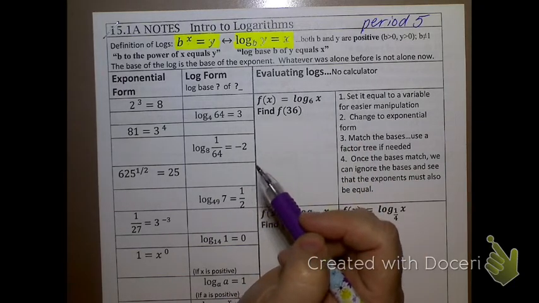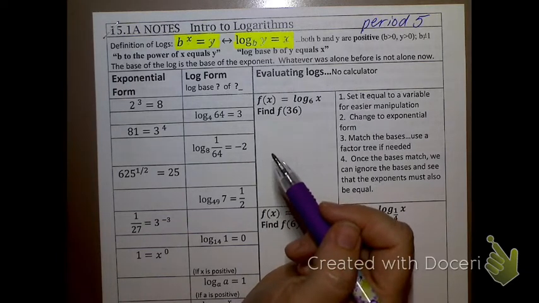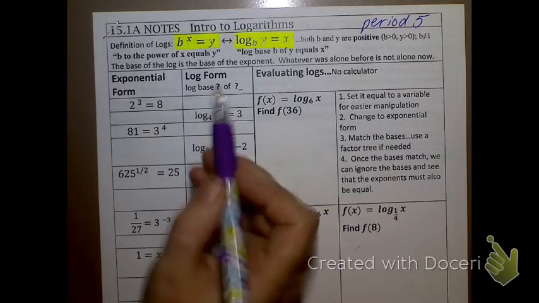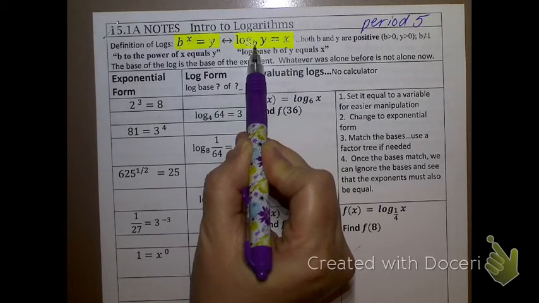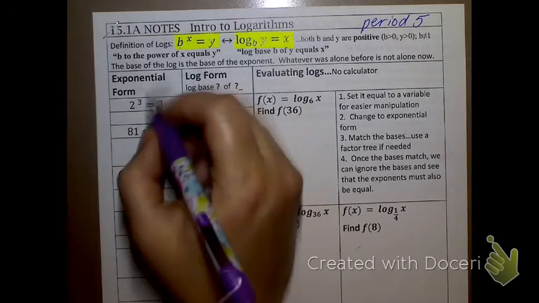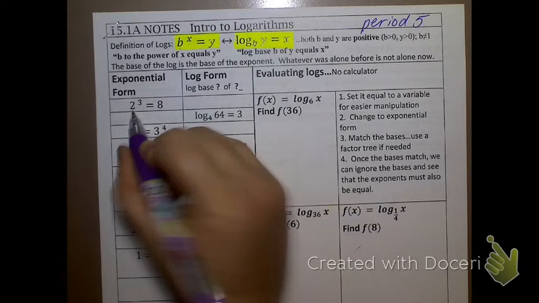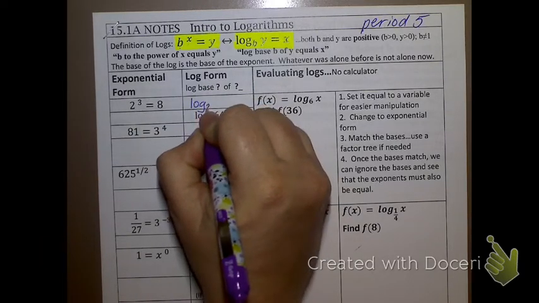Now, why do they use b, x, and y? Why not, I don't know, x, y, and z? Or w, x, y? Why do they use b? Well, b is standing for base. So we have a base of a power, and that also is called a base when it's down here in your logarithm. All right? So, what's the base of my power here? 2. So, in log form, the base is going to be 2 also.